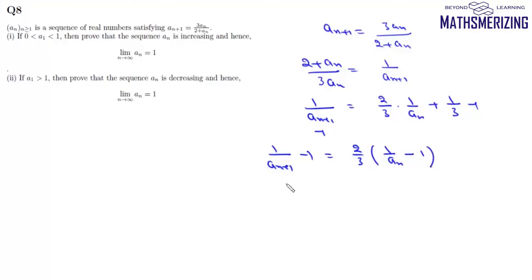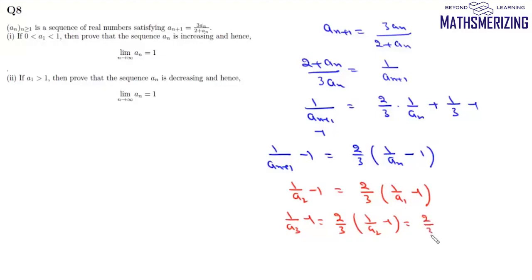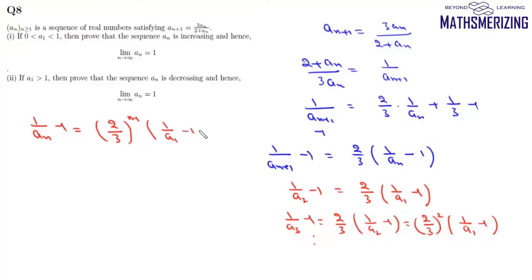Now using this recurring relation, we can write 1 upon a_2 minus 1 will be 2 by 3 times 1 upon a_1 minus 1. 1 upon a_3 minus 1 will be 2 by 3 times 1 upon a_2 minus 1, and 1 upon a_2 minus 1 is 2 by 3 times 1 upon a_1 minus 1. So we'll write 2 by 3 square times 1 upon a_1 minus 1. In the same way, if we keep repeating this process, we can write 1 upon a_n minus 1 equal to (2 by 3) to the power n minus 1 times 1 upon a_1 minus 1.